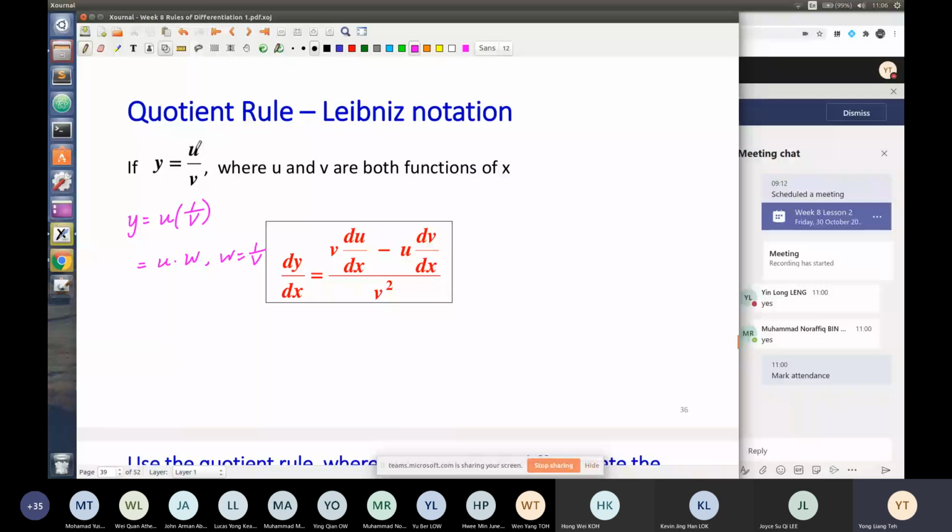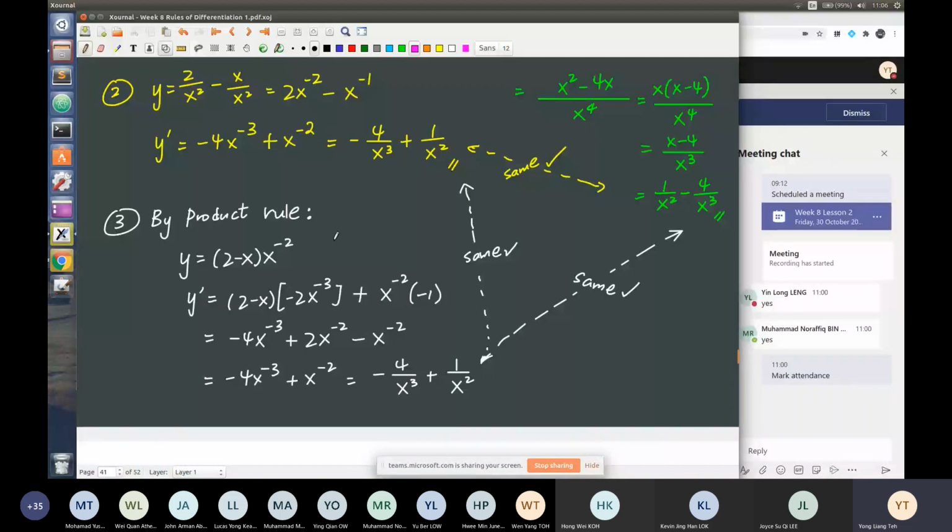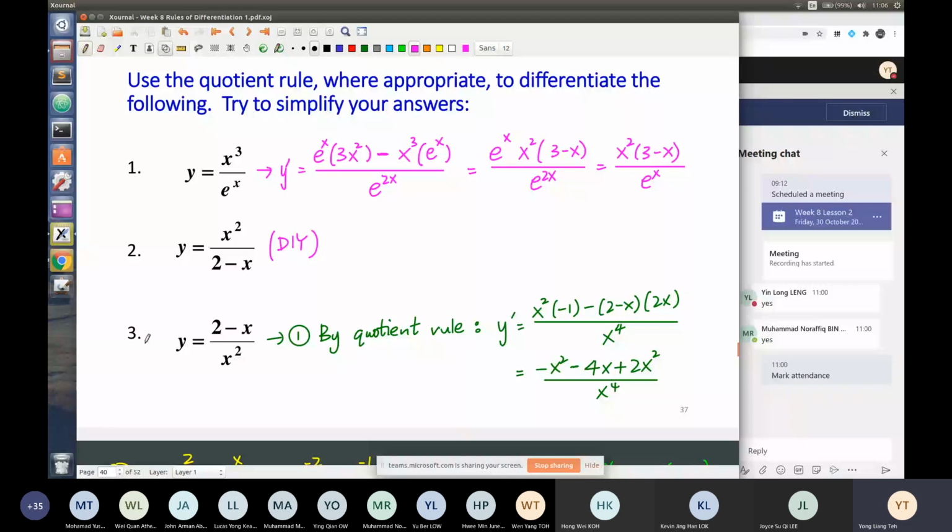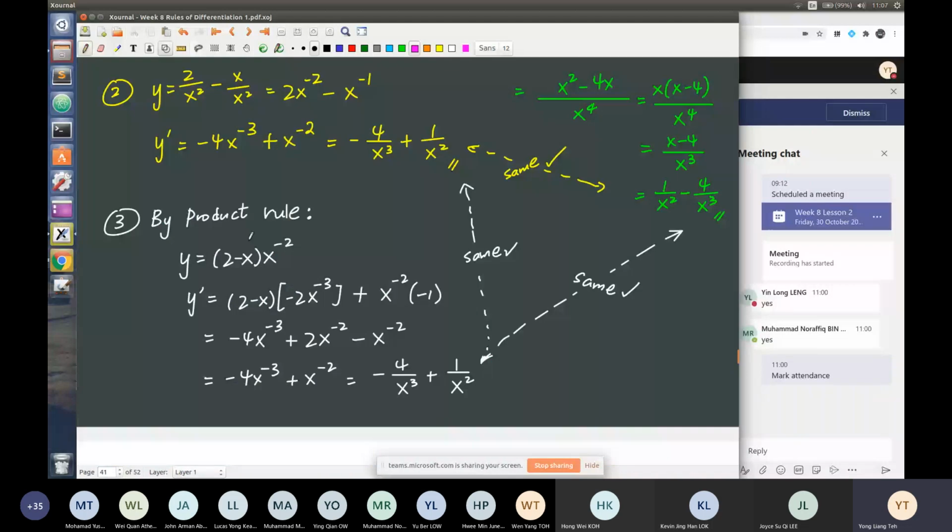So we also demonstrated this by looking at the differentiation of this number 3 here. Initially we use the quotient rule and then we got a result here. Then subsequently we use the product rule and then we got the same exact result. So this shows that regardless of what rule you use, as long as it is mathematically consistent with the principles, or with the first principles, you can actually obtain your answer. That's the beauty of mathematics.